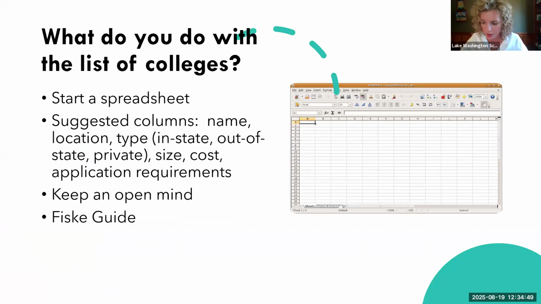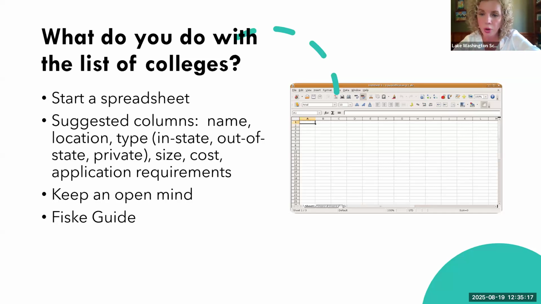Okay, so you've done a search. You have a list of schools, and you're now like, okay, I don't know what the number is, but you have a list of schools that you could possibly apply to. So I suggest creating a spreadsheet. And you can put in things like the name of the college, where it's located, color coded, is it in-state, out-of-state, private school, the size, the cost, application requirements, which we'll talk more about tomorrow.